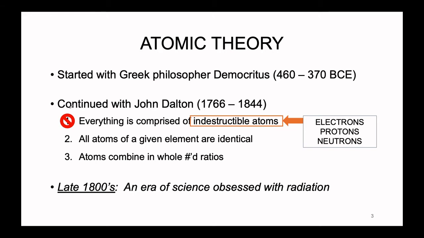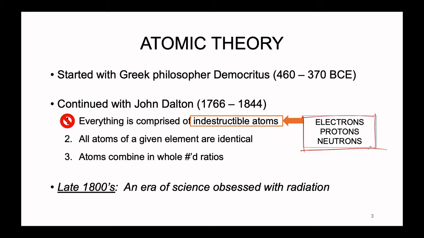The reason why this is incorrect, launching us into the rest of the lecture for part 1, is because we have since found, especially in more recent years, starting kind of in the 1800s, moving into the 1900s, that atoms actually are destructible. Atoms are made up of 3 subatomic particles known as the electron, the proton, and the neutron.